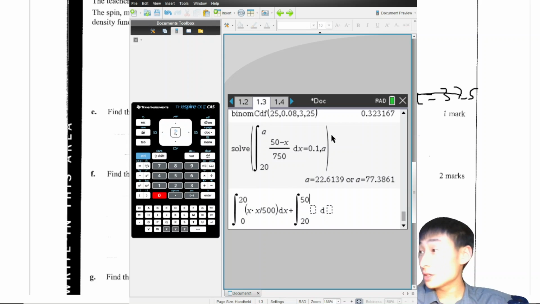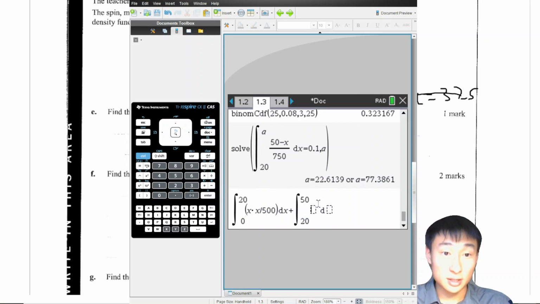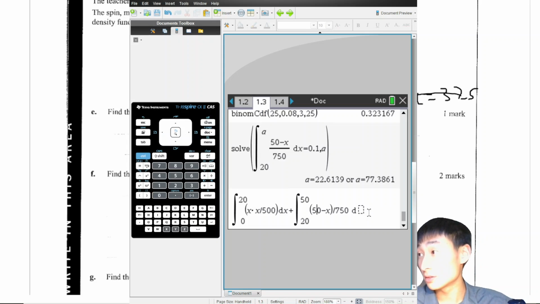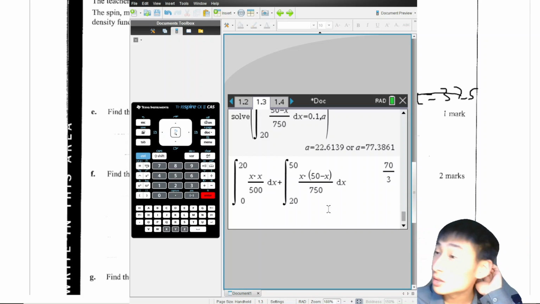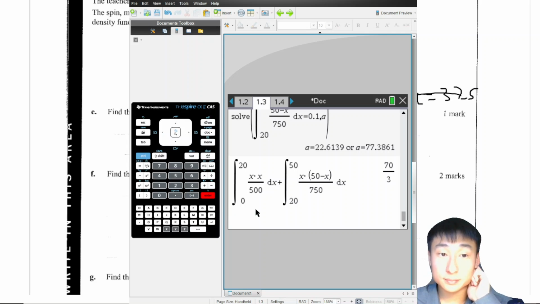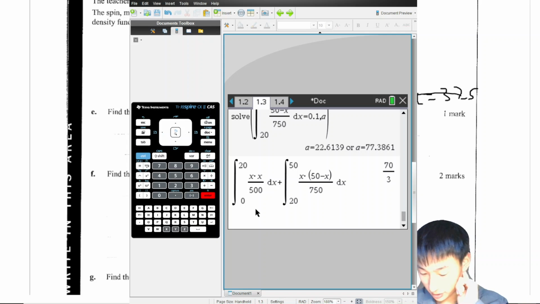20 to 50, and I'll put the second half of the function there. So 50 minus x over 750. 50 minus x over 750. Then times by x as well. So you get that. That should be the expected value. I haven't done something wrong.